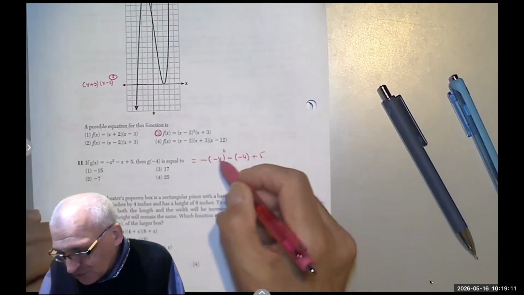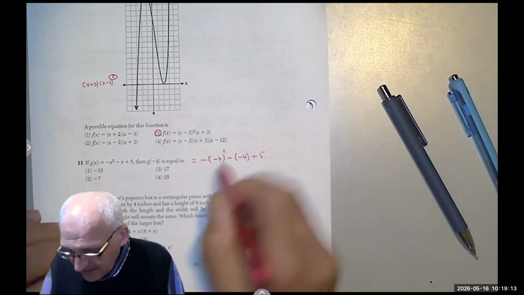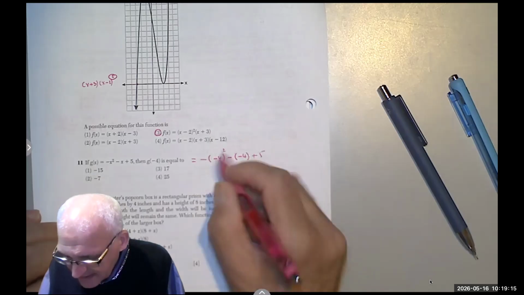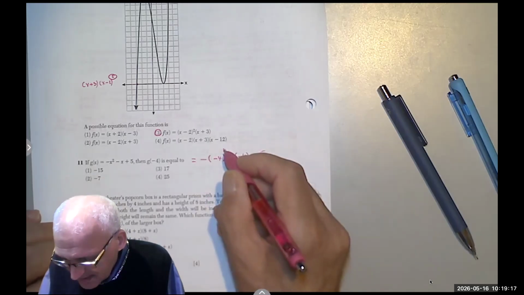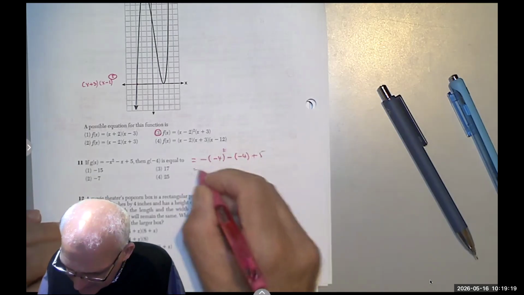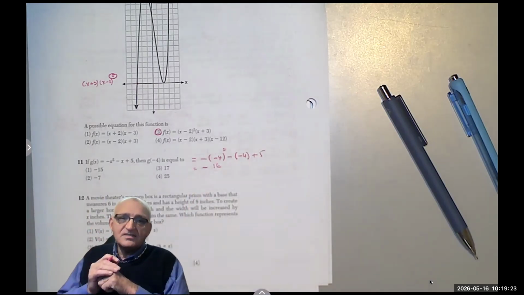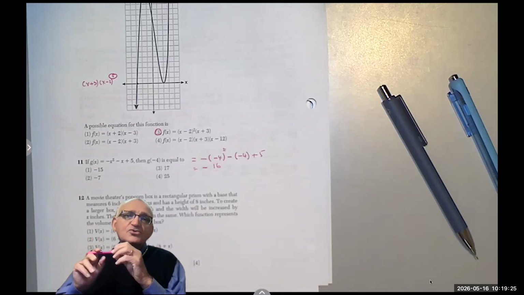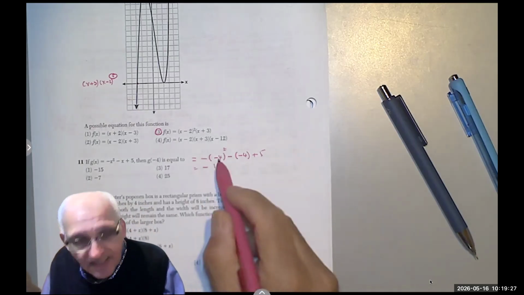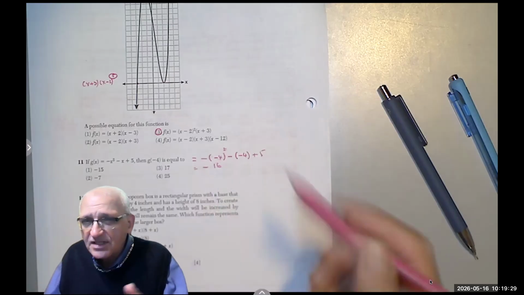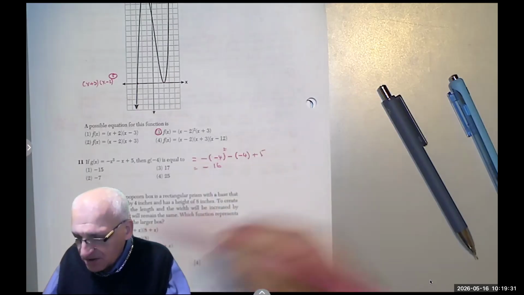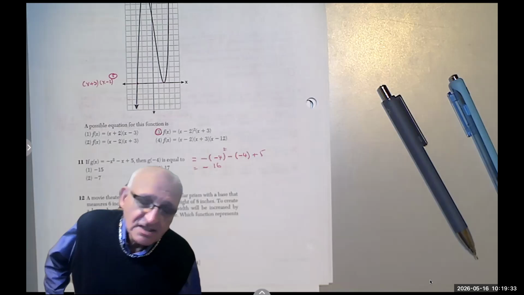PEMDAS, I have to do the parentheses first. I have a -4, the exponent next. -4 squared is positive 16, and I have a negative sign outside, so it's -16, not positive 16, as unfortunately some students do. They multiply the negative by the negative, which means they do the multiplication before the exponent.